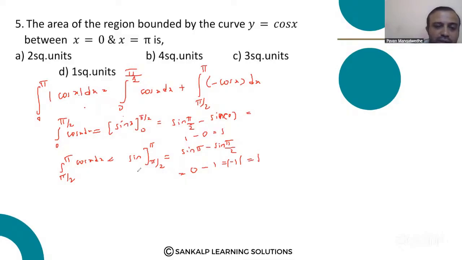So finding the total area, including these two, the total area is area 1 plus area 2, that is 1 plus 1, which gives us 2. Because area 1 we got as 1, and area 2 also 1. So 1 plus 1 is 2. That is option A, 2 square units.